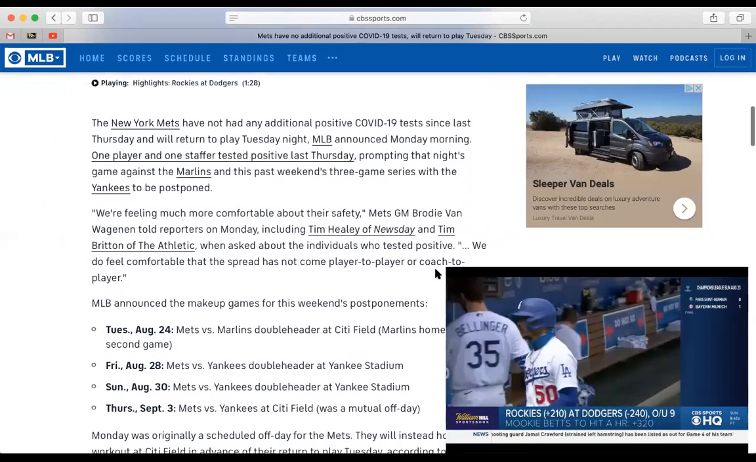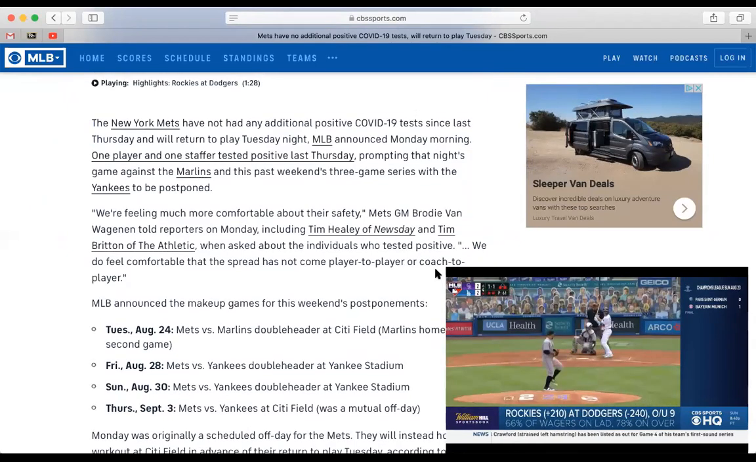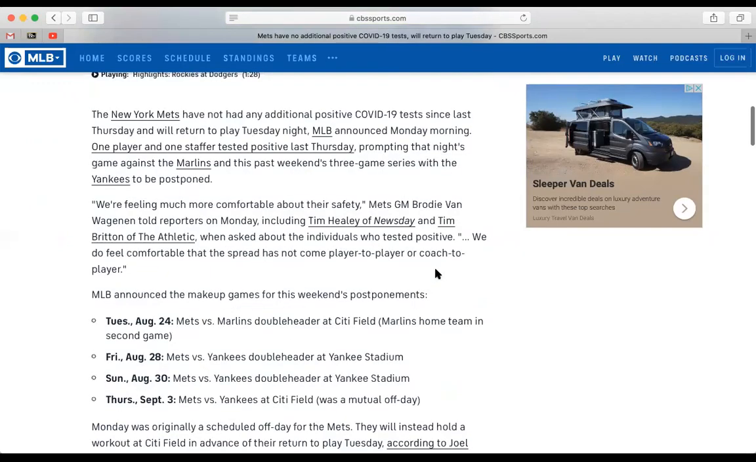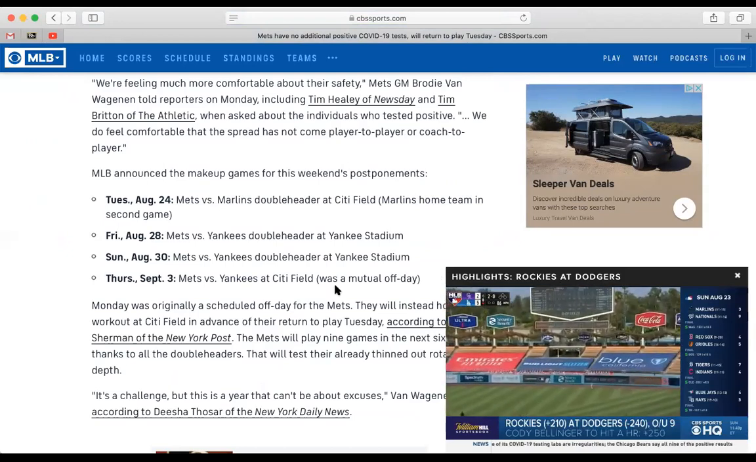So Courtney, can you tell us about the structure of this article? Can you talk about how this is put together? It's short, and they have the most important news at the top, at the beginning. They say the New York Mets have not had any additional positives, and then they start listing the games they have coming up. So the details.